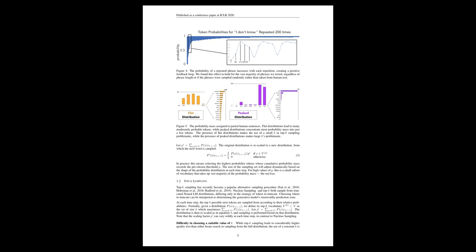Finally, the text suggests that finding an appropriate value for K is a challenge, as top K sampling can achieve higher quality text generation than other methods like beam search or sampling from the full distribution, but using a constant value for K may not be optimal.